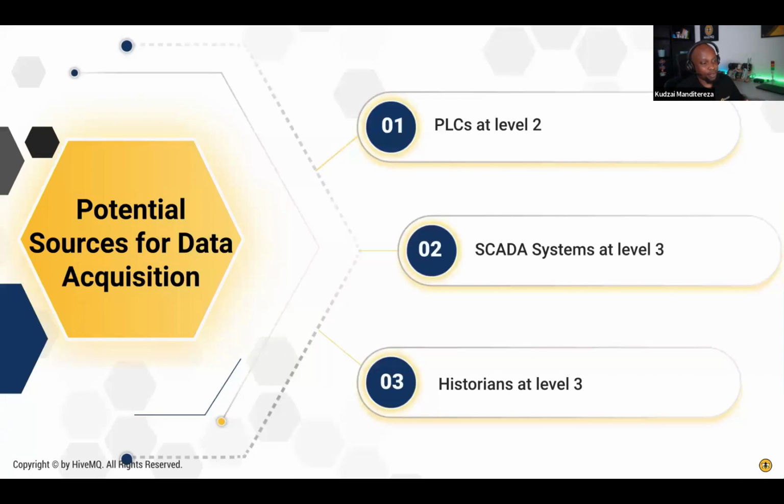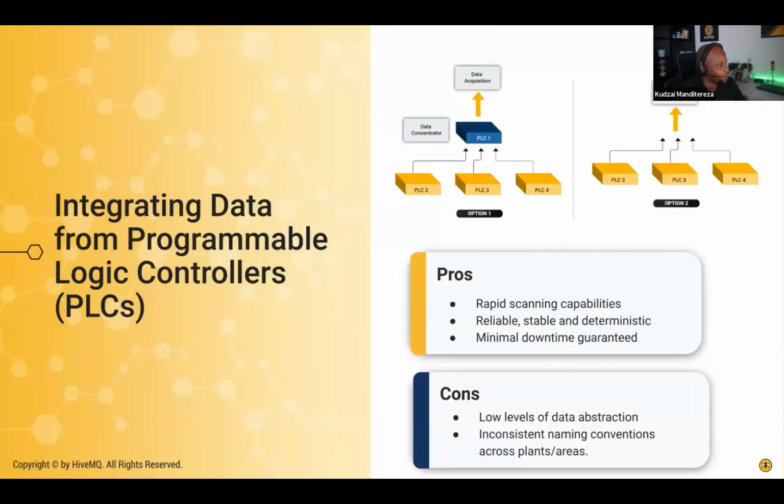And another potential source of data collection is your SCADA system, which is at level 3. As you know, SCADA stands for supervisory control and data acquisition, so you already have some data acquisition being performed by SCADA. We're going to look at the advantages and disadvantages of all these different systems to help you think about where to plug in when you need to collect data. And then another potential source of data is your historian, which is also at level 3. So once you have had a look at this, you can see all these potential sources where you could collect data from your plant floor.